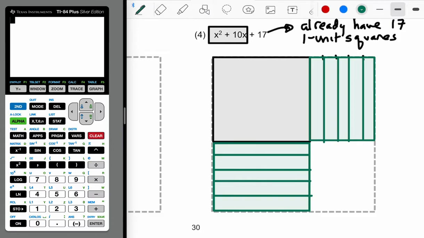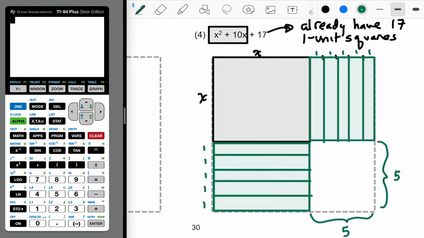So dimension wise, we'll have an x over here, and then we'll have 1, 2, 3, 4, 5 more units. So that means that this whole side here has a length of 5. We'll have an x and 1, 2, 3, 4, 5 units, which means this whole side has a length of 5.